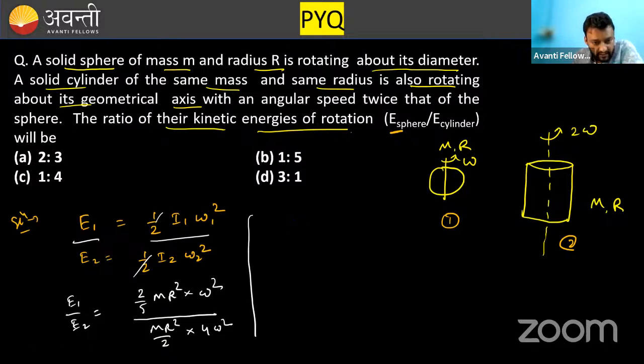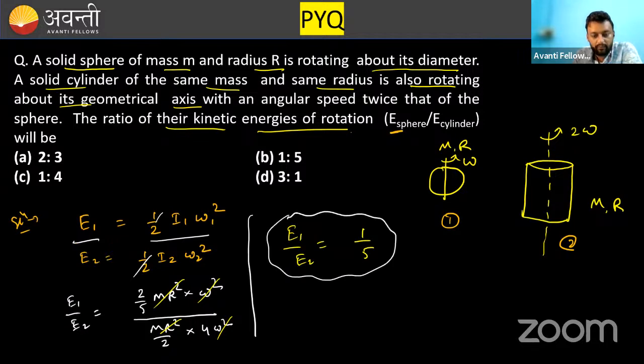If I divide it, you can see that mr square will be cancelled. Omega square will be cancelled. This 2 will move upward, so it will become 4. And this 4 will remain this side, so 4 and 4 will cancel. It will become E1 over E2 is equal to 1 by 5. Don't get confused. Calculation is your part, you can do it by yourself. So here the right answer is B.